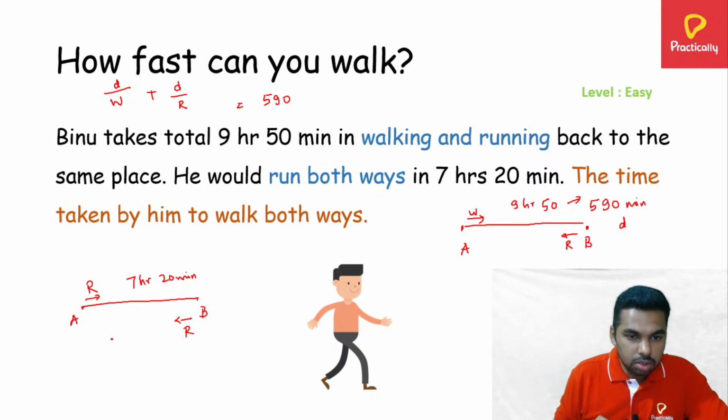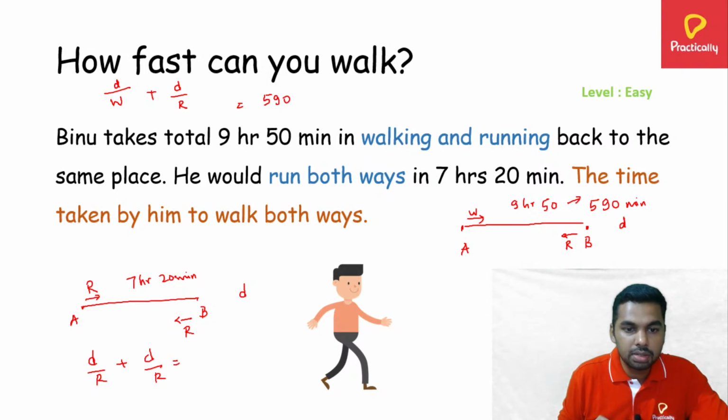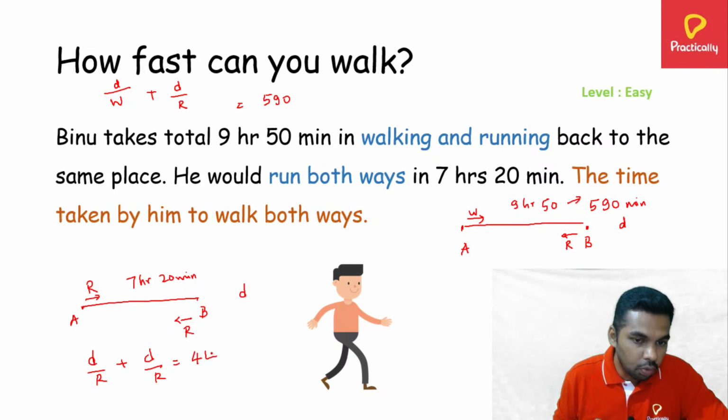Now let's go to this case. Here also the distance is D. So D by R is the running. Now D by R again is the running. So this is 7 hours and 20 minutes. So 7 hours in minutes will be 7 into 60, which is 420. 420 plus 20 is 440. So this is the time taken to cover D distance, and the running speed is R.